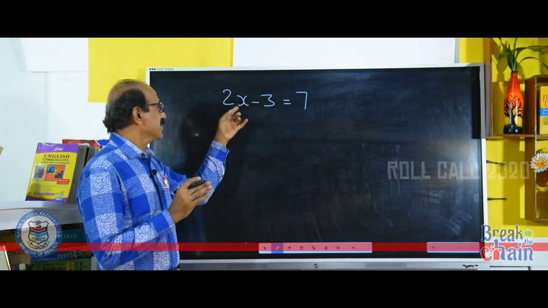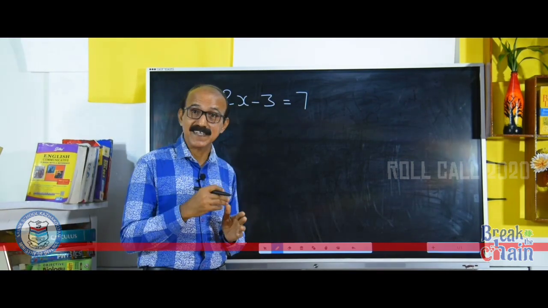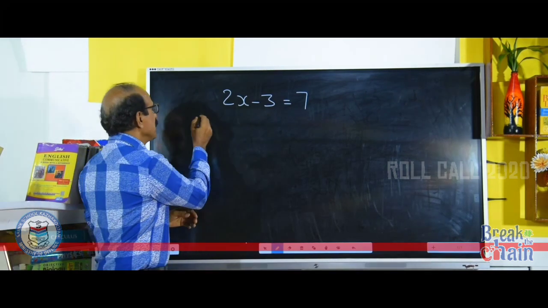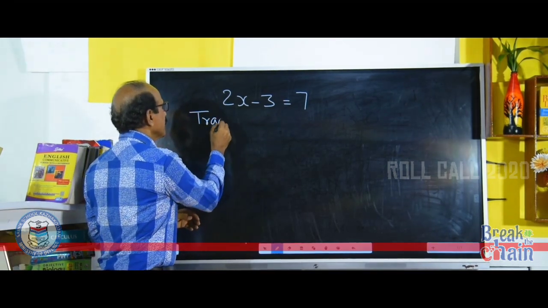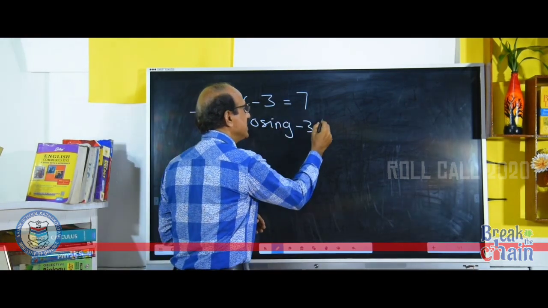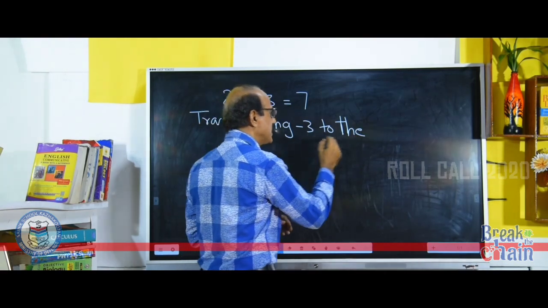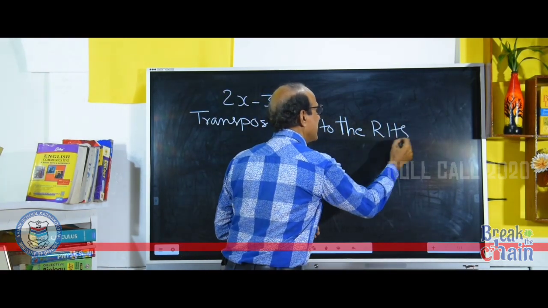Along with x, here we have minus 3. So, we have to shift minus 3 to the other side. For that what we write? Transposing minus 3 to the right side.